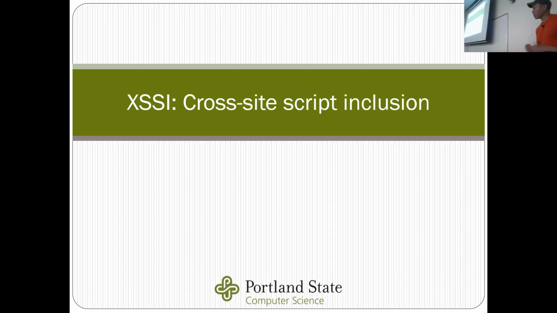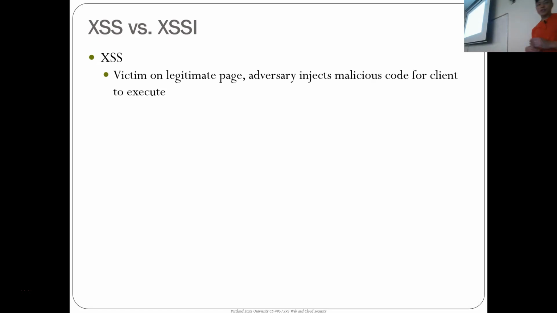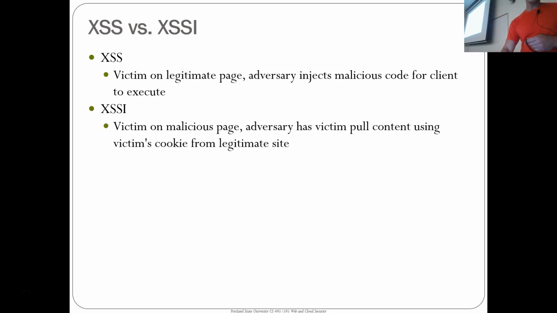Okay, I'm also going to talk a little bit about cross-site script inclusion. This is often folded into cross-site scripting, but it's slightly different. In cross-site scripting, the victim is on a legitimate page, and the adversary is trying to inject malicious code for the client to execute. In cross-site script inclusion, the victim is on the malicious page, and the adversary is tricking the victim into pulling the content using the victim's cookie from the legitimate site. Both of these are considered cross-site scripting, which is why I wanted to cover the second one.